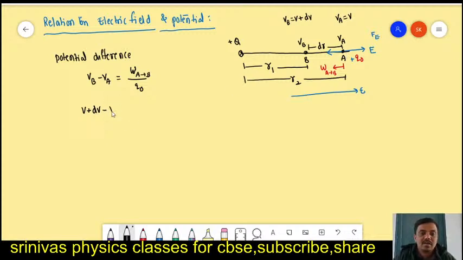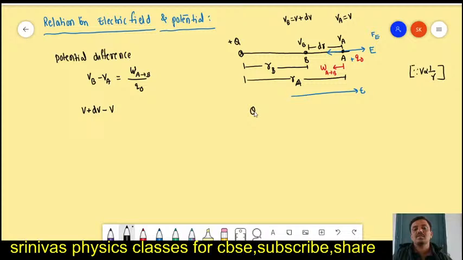At this point, we take the potential as V. When you go from A to B, the potential increases by dV. Why is it increasing? Because the distance is decreasing, and potential is inversely proportional to r. Right? Potential is inversely proportional to r. At point A, the distance is more, so the potential is less. At point B, the distance is less, so the potential is more.